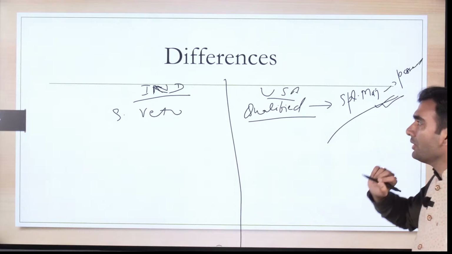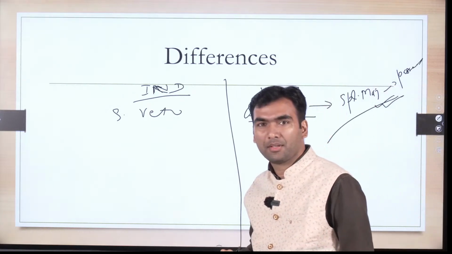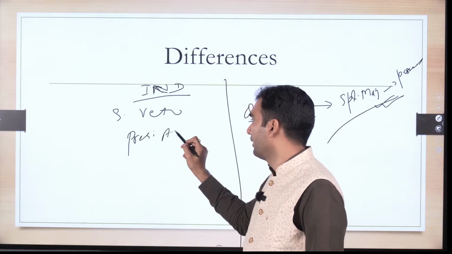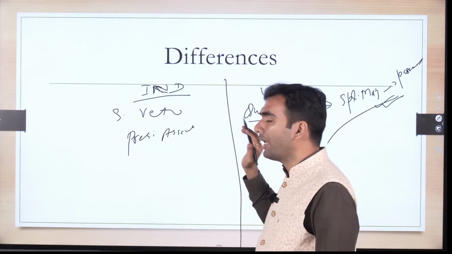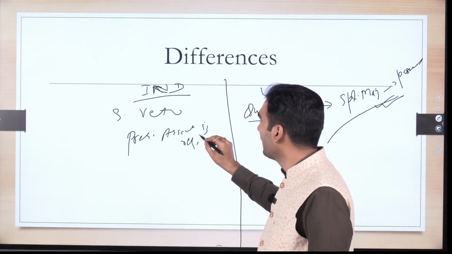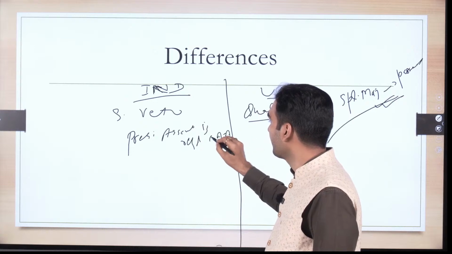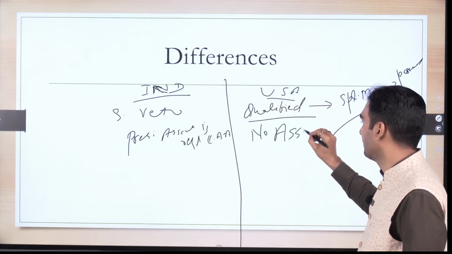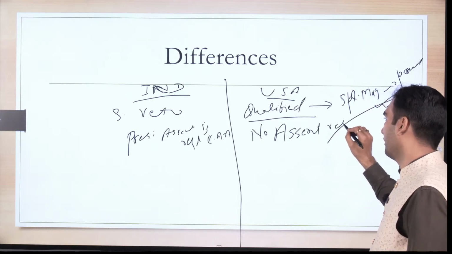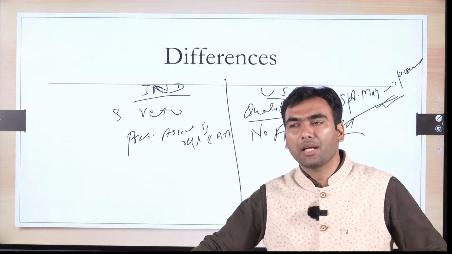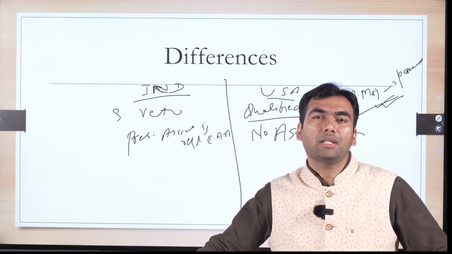In case of Constitution Amendment Act, again president's assent is required in India. The president has to give his assent. In USA, no assent is required. See, USA people say that it is meaningless. Why should the president give assent, just to send it to the president?